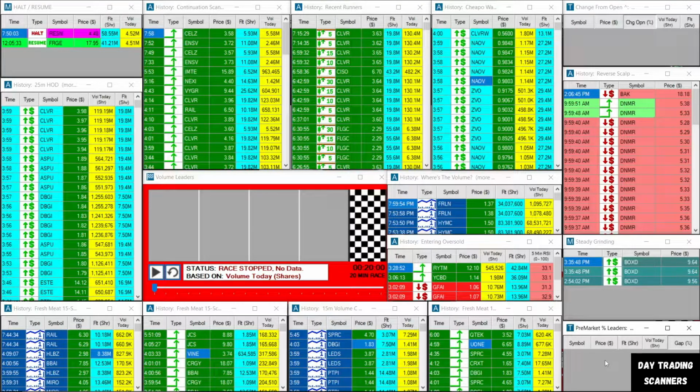Over here, we have the pre-market percentage leaders. I like to keep this up during the day just to keep in mind what stocks gapped up in the pre-market.